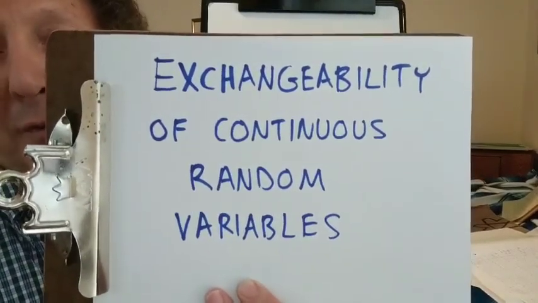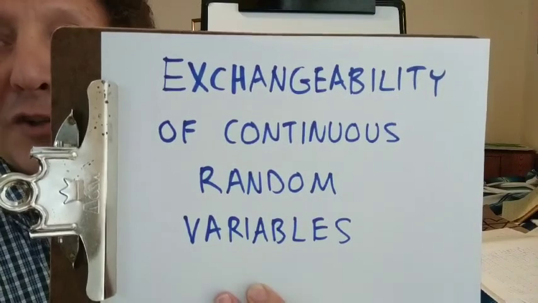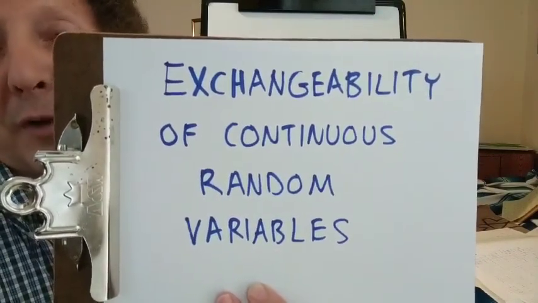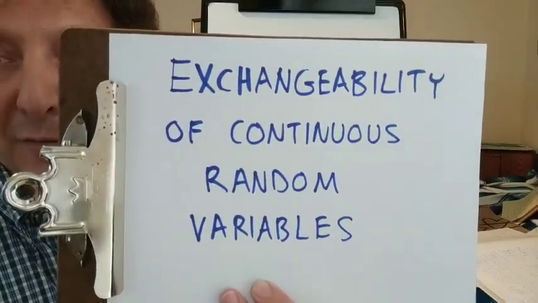Exchangeability of continuous random variables is a lot like exchangeability of discrete random variables. The only difference is we talk about random variables being less than or equal to a value instead of being equal to a value.